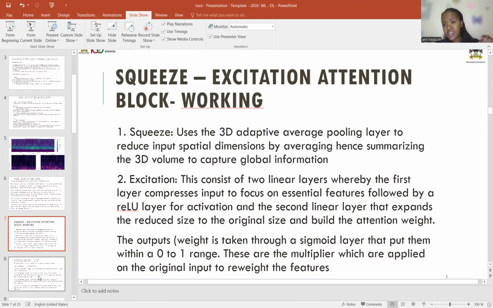We have excitation that consists of 2 linear layers, whereby the first layer will compress the input and focus on essential features, followed by the ReLU layer. The ReLU layer is used in activation, whereby it removes the negative values and puts them at 0. So it turns negative values to 0 and it keeps the positive values.